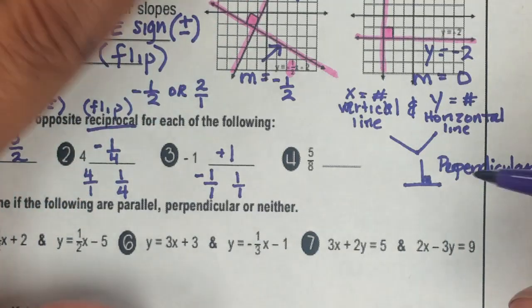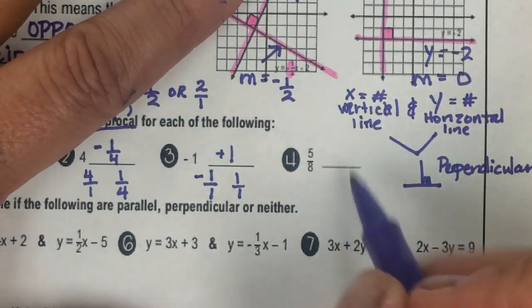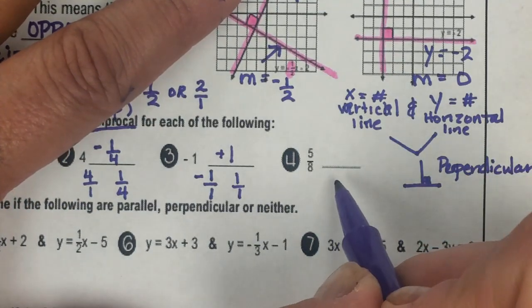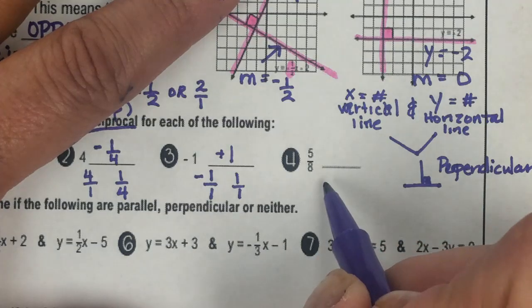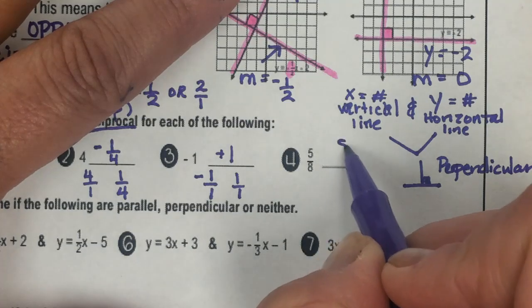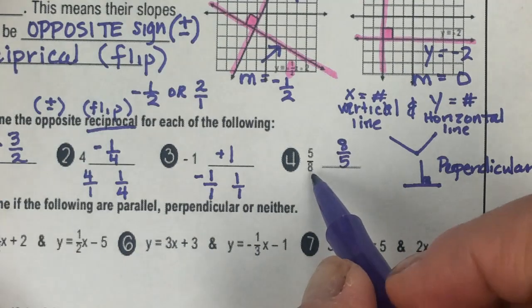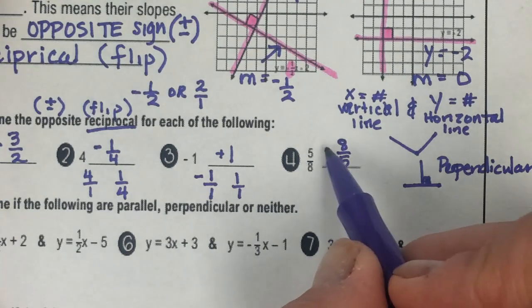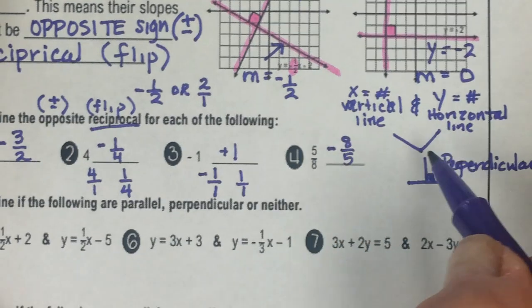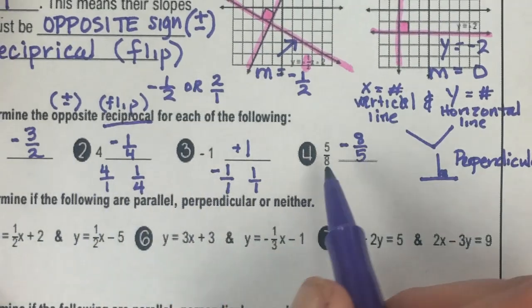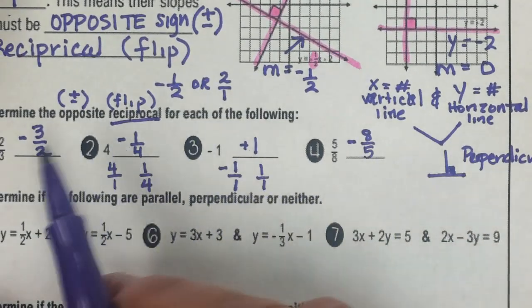And then you can compare with your partners. I'm going to keep going. So this reciprocal would be 8 over 5. Now I'm going to do the opposite sign. This one's positive, so this would be negative. So these 4 would be considered perpendicular.